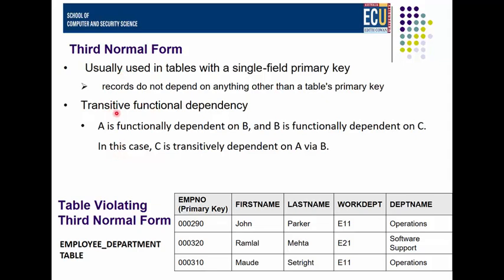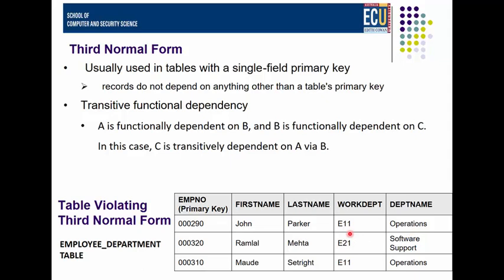Third is to remove transitive dependencies, transitive functional dependencies. We know a transitive functional dependency means if A is dependent on B and B is dependent on C, we assume that C is dependent on A. We have this example over here. This is a primary key, so we don't have a compound primary key here. In the previous case, especially second normal form, it was a compound key. Against this primary key we have a work department and department name.